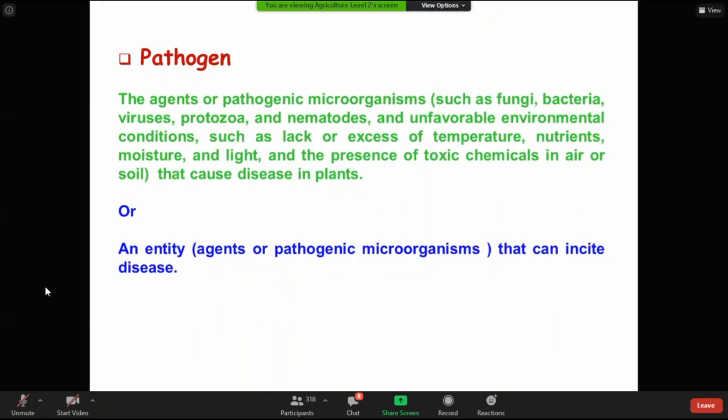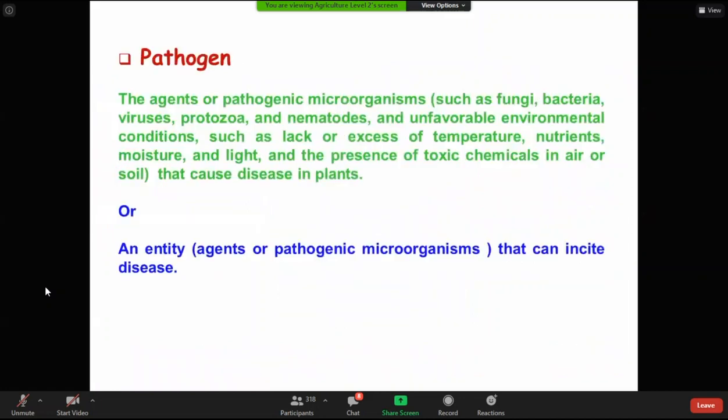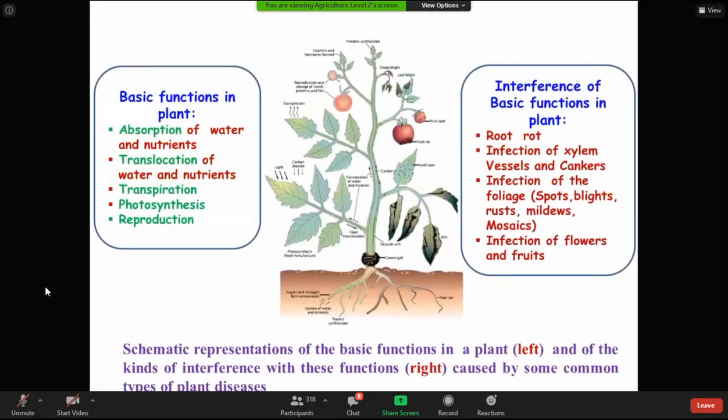And in this diagram, I explained to you how this pathogen basically affects the basic functions in a plant. And what are the basic functions? You can see easily in these slides.